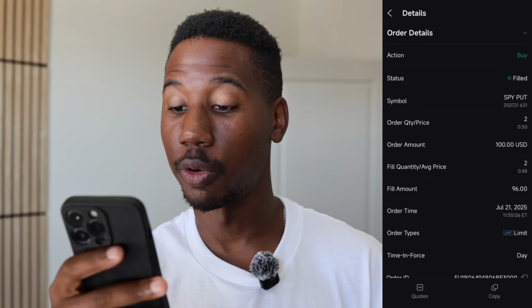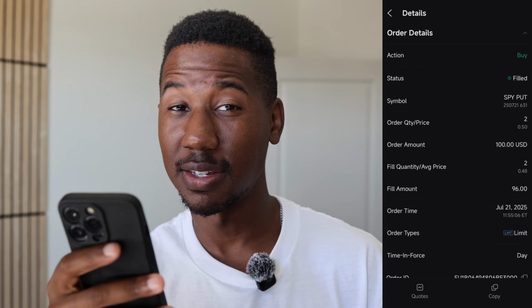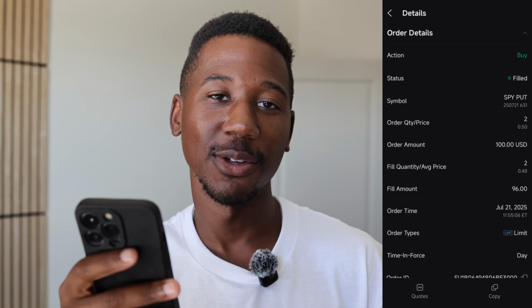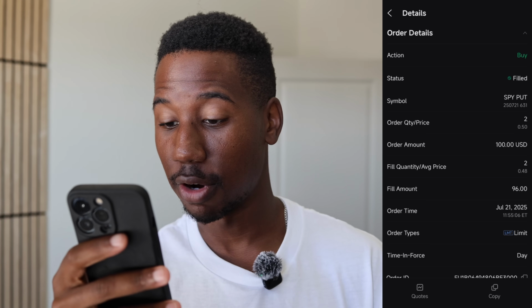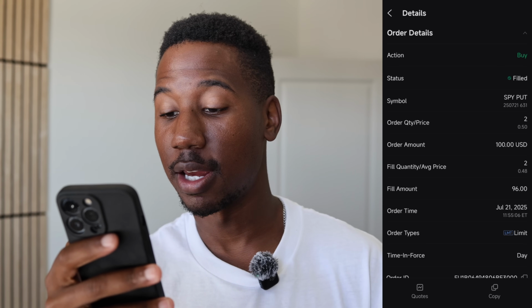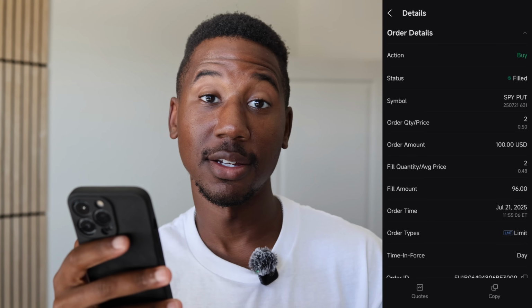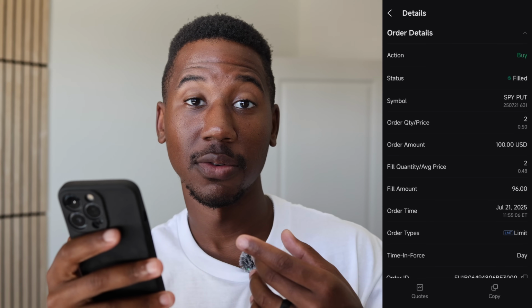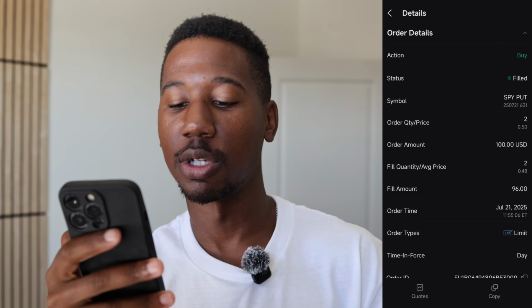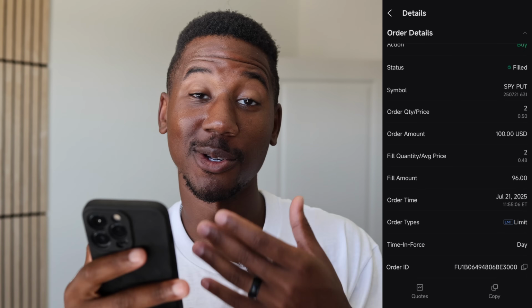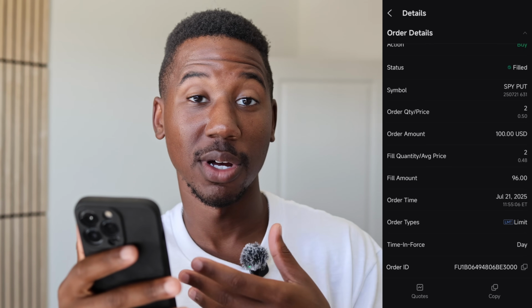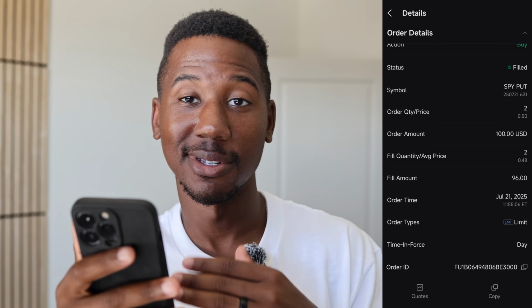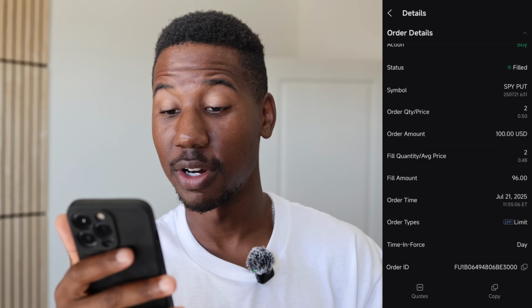When I put in the order, I tried to buy at 50 cents a share, but I actually got filled at a better price because the price of the contract dropped. I got filled at 48 cents per share. So each contract was $48, for a total of $96. I bought 2 contracts for $48 each, and if I only got one, it would be 1 contract for $48.